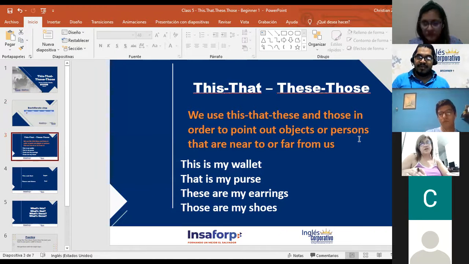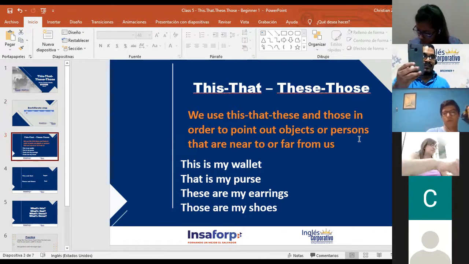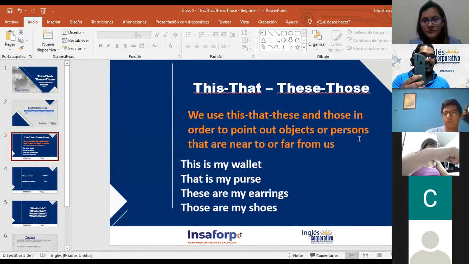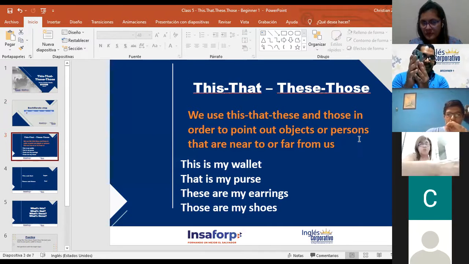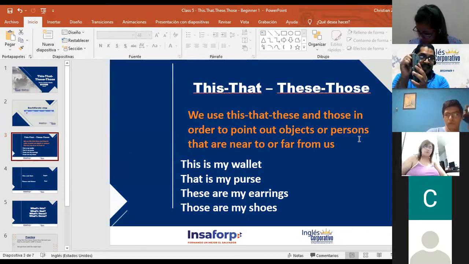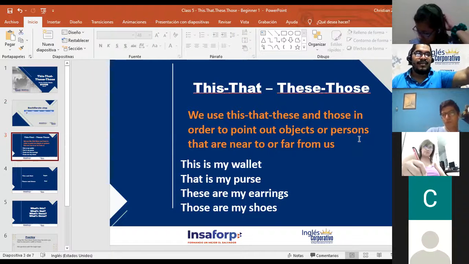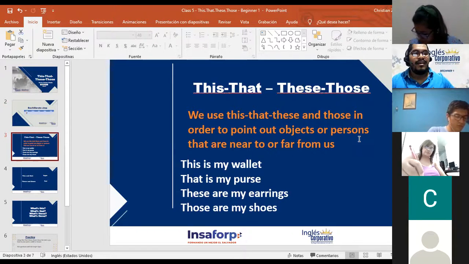This, we're going to say, for example, this is my cell phone because I have it here in my hand. So this, si lo tengo aquí cerca, voy a decir this. But if the cell phone is far from me, let's say it's there, está lejos de mí, entonces yo voy a decir, that is my cell phone. Porque no está cerca de mí. Okay?